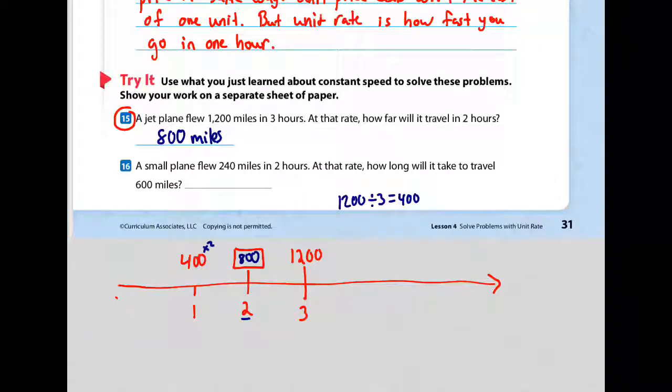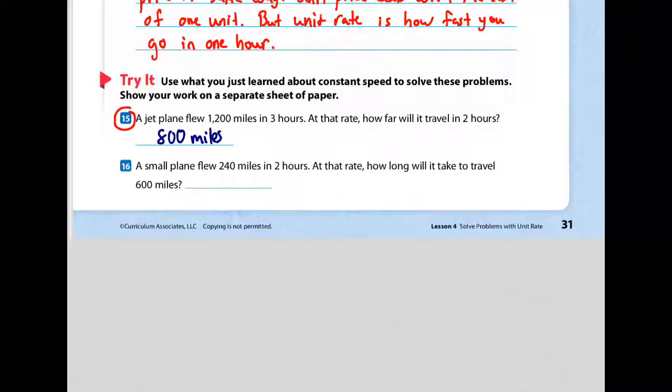All right, so let's see how you did. I'm going to erase that because I won't need it for this one here. So in 16, it says a small plane flew 240 miles in 2 hours. At that rate, how long will it take to travel 600 miles? All right, so let me start by writing this as a ratio. 240 miles in 2 hours. So there's my ratio.